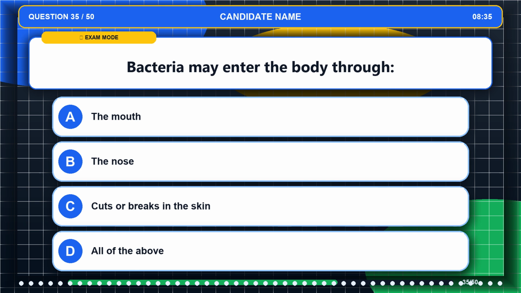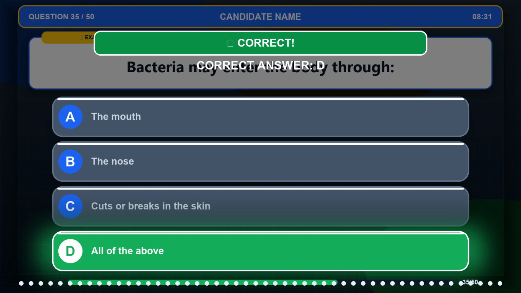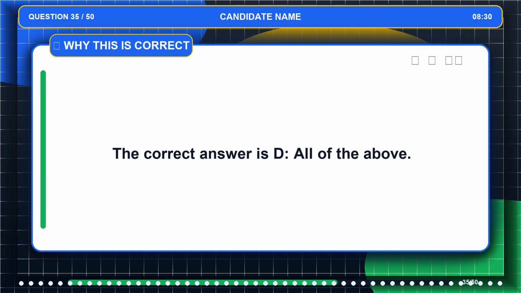Question 35. Bacteria may enter the body through: Option A, the mouth. Option B, the nose. Option C, cuts or breaks in the skin. Option D, all of the above. The correct answer is option D. All of the above.